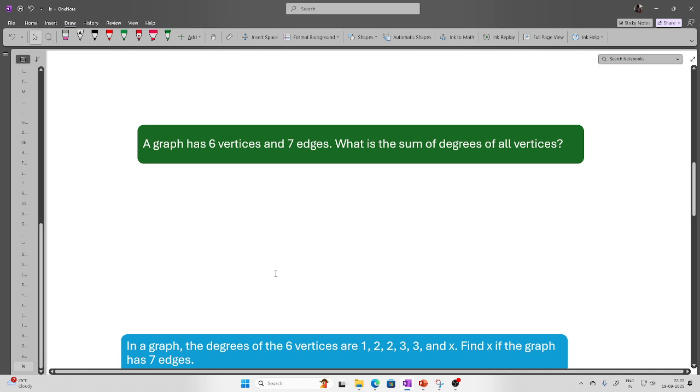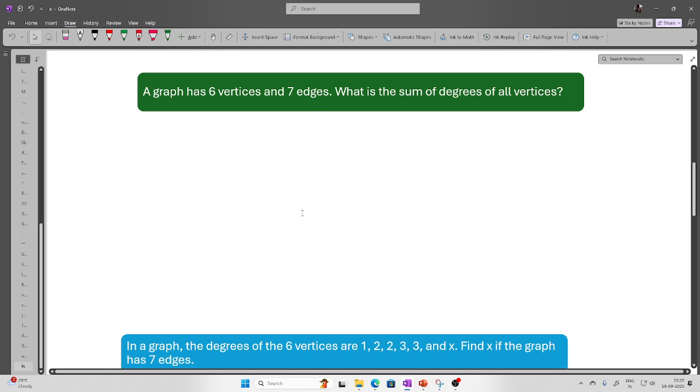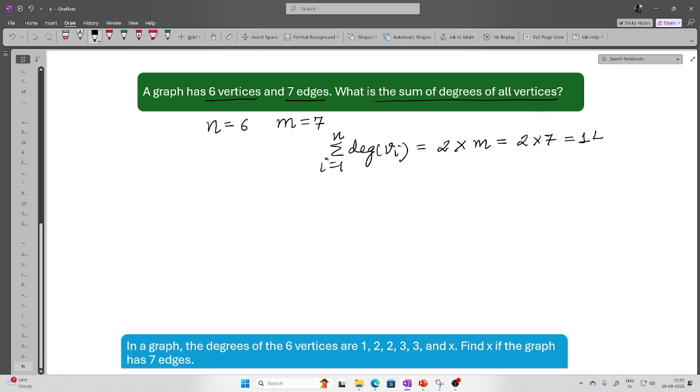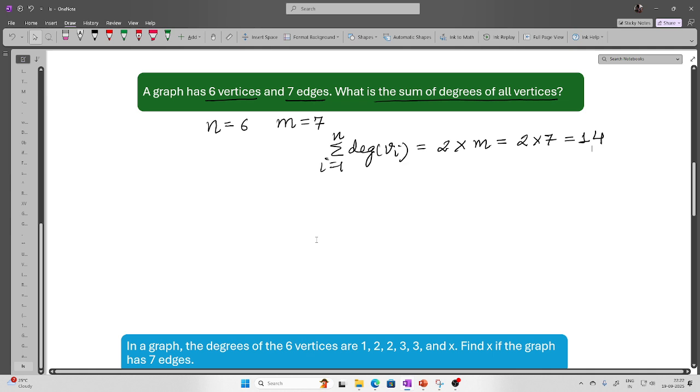Let's take this problem. It says that a graph has 6 vertices, so n is given to us as 6, and 7 edges, so m is 7. Then what is the sum of the degrees of all the vertices? We know that the sum of degrees of vertices for any undirected graph is twice the number of edges. How many edges are there? 7. So it is 2 times 7, that is 14. So the total degree of vertices in this graph will be equal to 14.